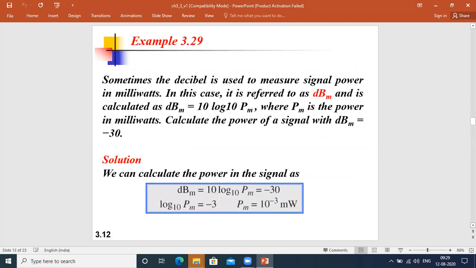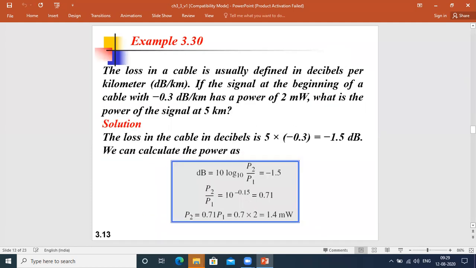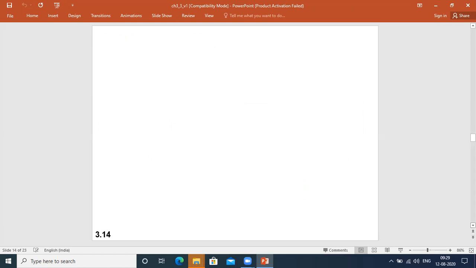Another problem is also there, so you should go through this. And here is one more problem, solve it. Here the loss is already given: 0.03 dB per kilometer with a power of 2 megawatt. Now we have to find how much power is left at 5 kilometers. First you find 5 times the loss, which is minus 1.5 dB. Then you have to put this into the formula and find P2. This type of small problem you have to practice from your book.